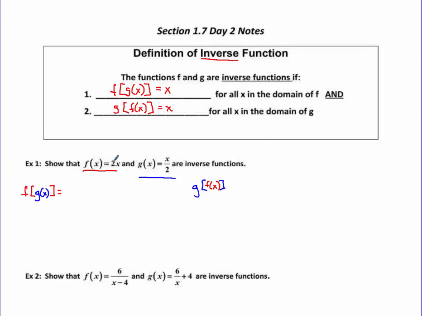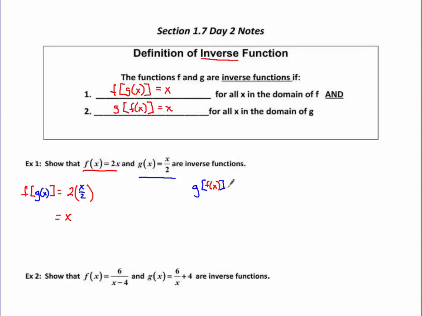Well, f is 2x and g of x is x over 2. So it's 2 times x over 2. And 2 times x over 2, 2 on top, 2 on bottom, is just x.